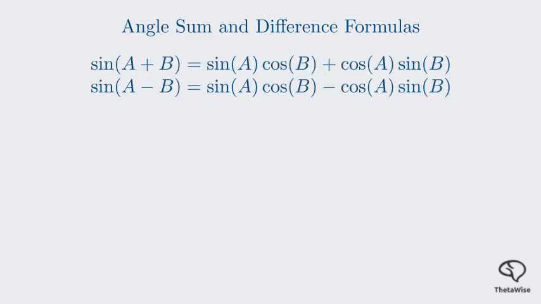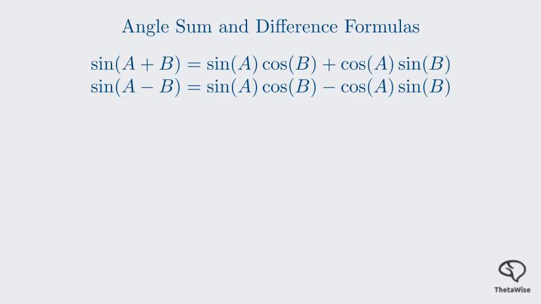Let's start with the sine formulas. The sine of the sum of two angles, A and B, is sine A cosine B plus cosine A sine B. The sine of the difference is very similar, but with a minus sign in the middle: sine A cosine B minus cosine A sine B.